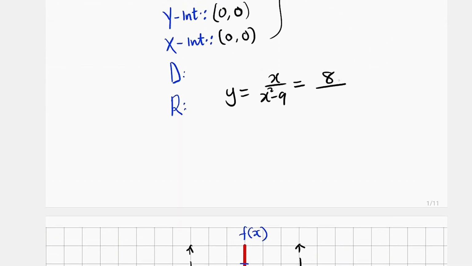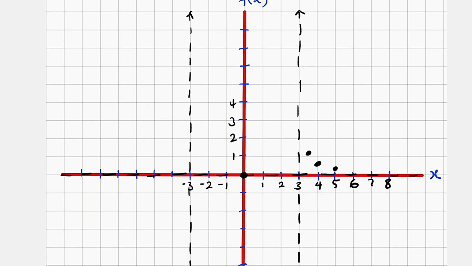We have 8 divided by 8 times 8 is 64, and 64 minus 9 is 55. And 8 divided by 55 is approximately 0.1. You see, it can go closer and closer, but it will never hit 0. So we have a point somewhere here. So I think I can construct the graph. It is going to be in this form. All right, something like this.